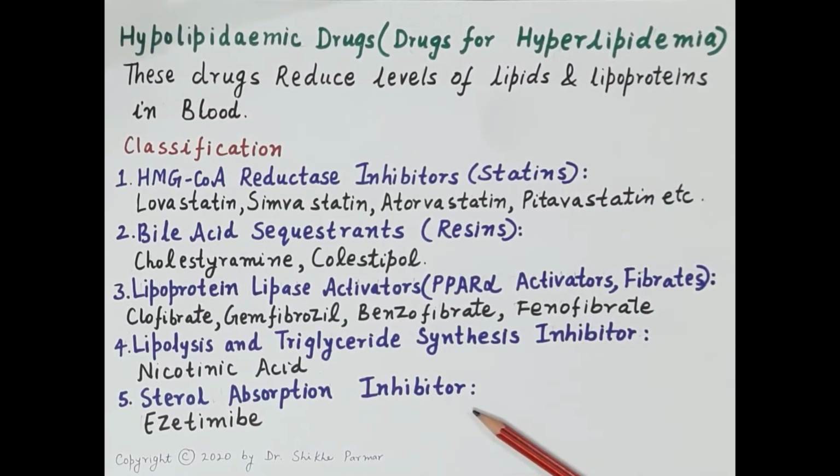Now, the last category of drug is the sterol absorption inhibitor, for example, ezetimibe. This is a novel drug. This drug inhibits intestinal absorption of cholesterol, and it is usually used as an adjuvant to statins.